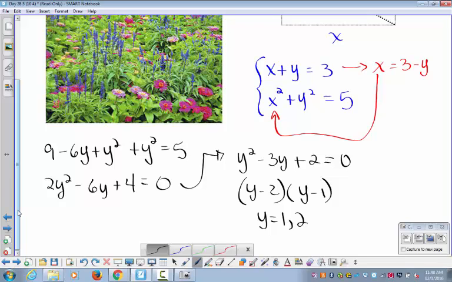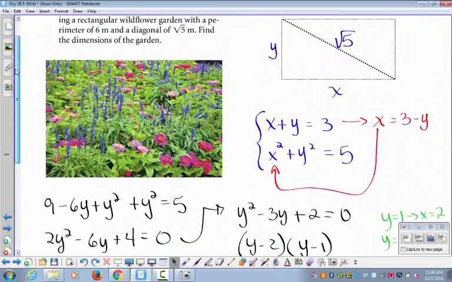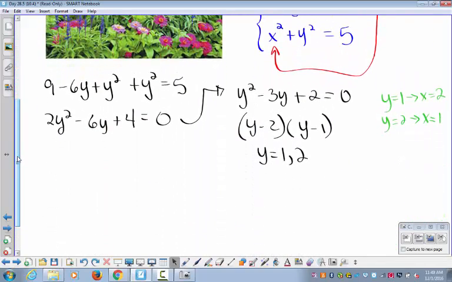And if we plug it back into which equation should we plug into? The linear or the quadratic? Linear for sure. So if we plug in y equals 1, that tells us that x is going to equal 2. If we plug in y equals 2, we get that x is equal to 1. And so it just boils down to the fact that our garden is going to be 2 meters by 1 meter. That'll be our answer. 2 meters by 1 meter.